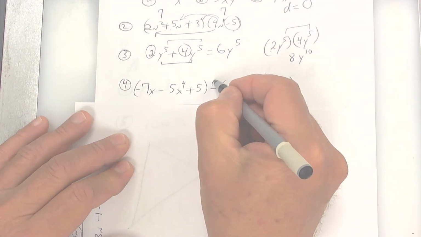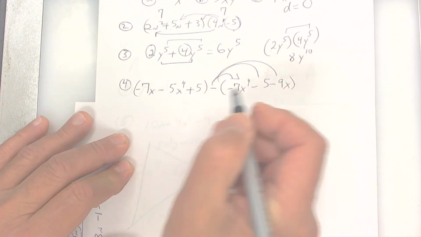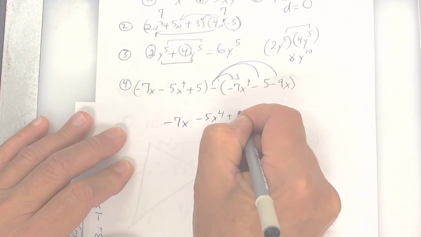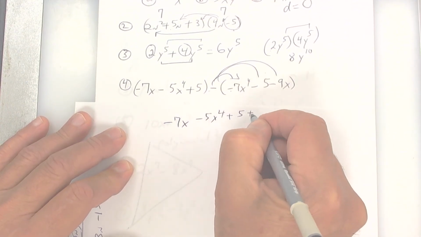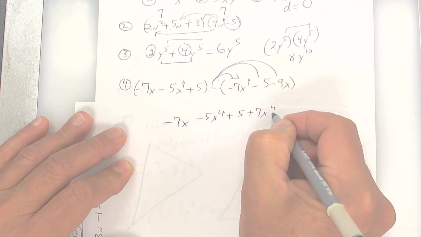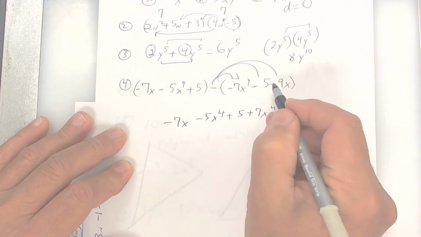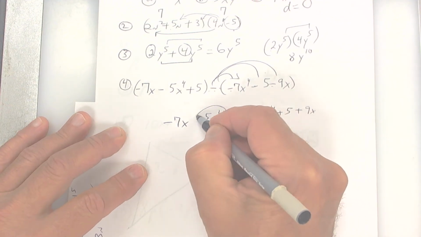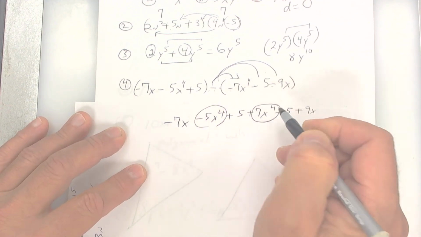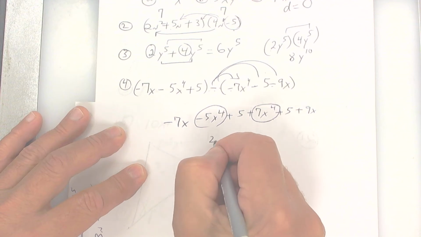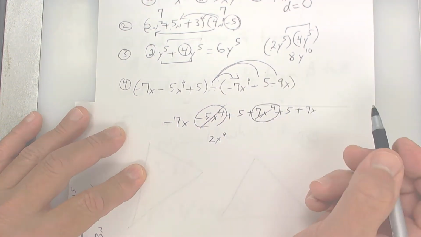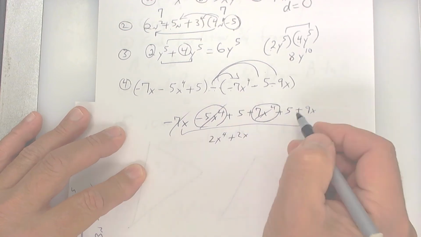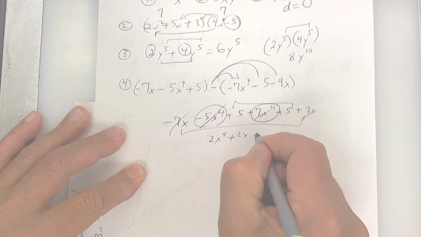This one, you have to distribute that minus sign. So it becomes negative 7x. And then this becomes a plus, because it's a double negative. This becomes a plus, that becomes 5. This becomes a plus, so that becomes 9x. Now you combine like terms. So this one and this one gives you a positive 2x to the 4th. This one and this one gives you 9 minus 7 is a 2x. And then this one and this one gives you 10. And you're done.